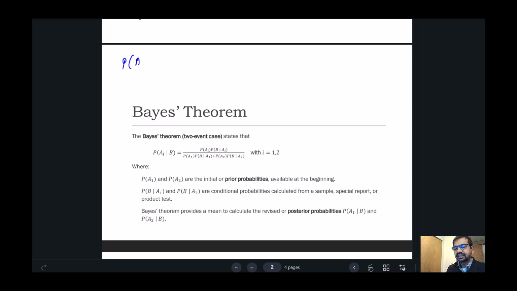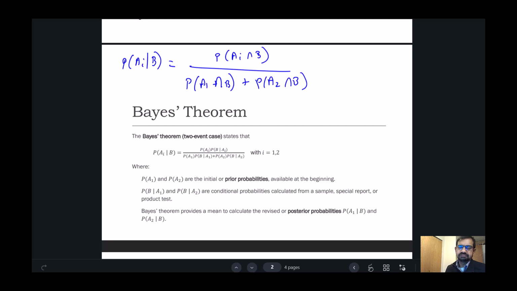In terms of intersections, the probability of Ai conditional on B, according to Bayes' theorem, is given as the intersection of Ai and B divided by the intersection of A1 and B plus the intersection of A2 and B. If we had three prior probabilities, A1, A2, A3, then the denominator would be the sum of the intersections of all those three with B.